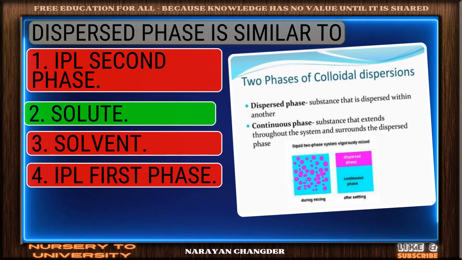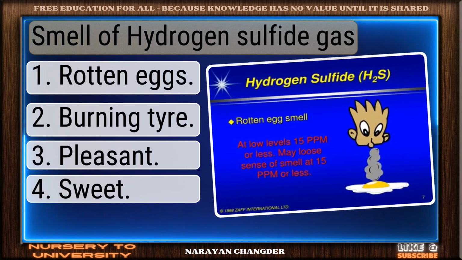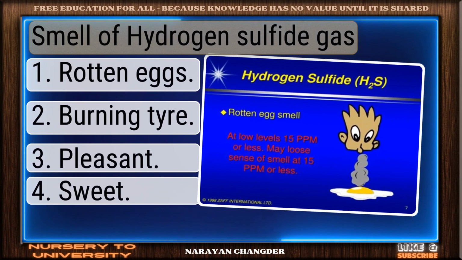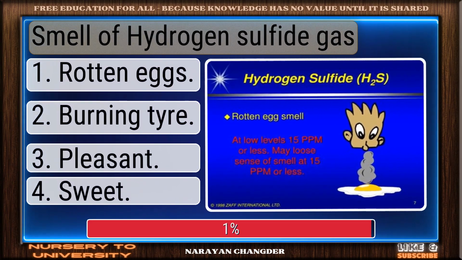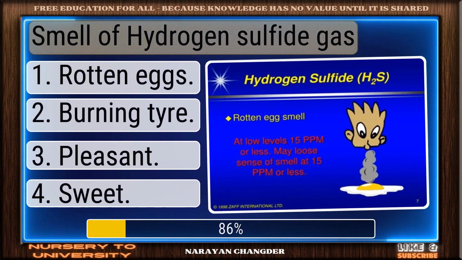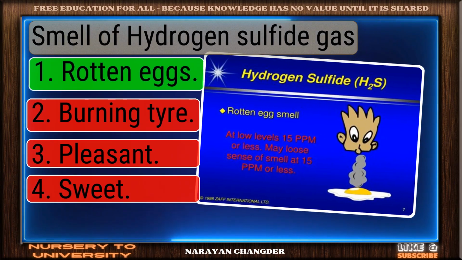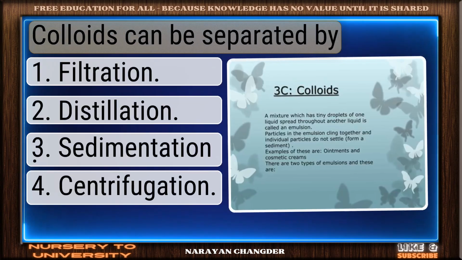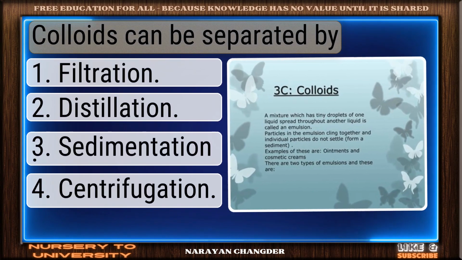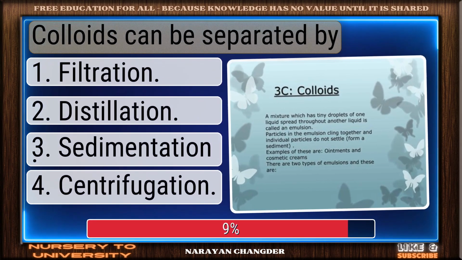Correct. Solute is the right answer. Question number 268. Smell of hydrogen sulfide gas. Exactly. Rotten eggs makes sense, and it is the right choice. Question number 269. Colloids can be separated by.